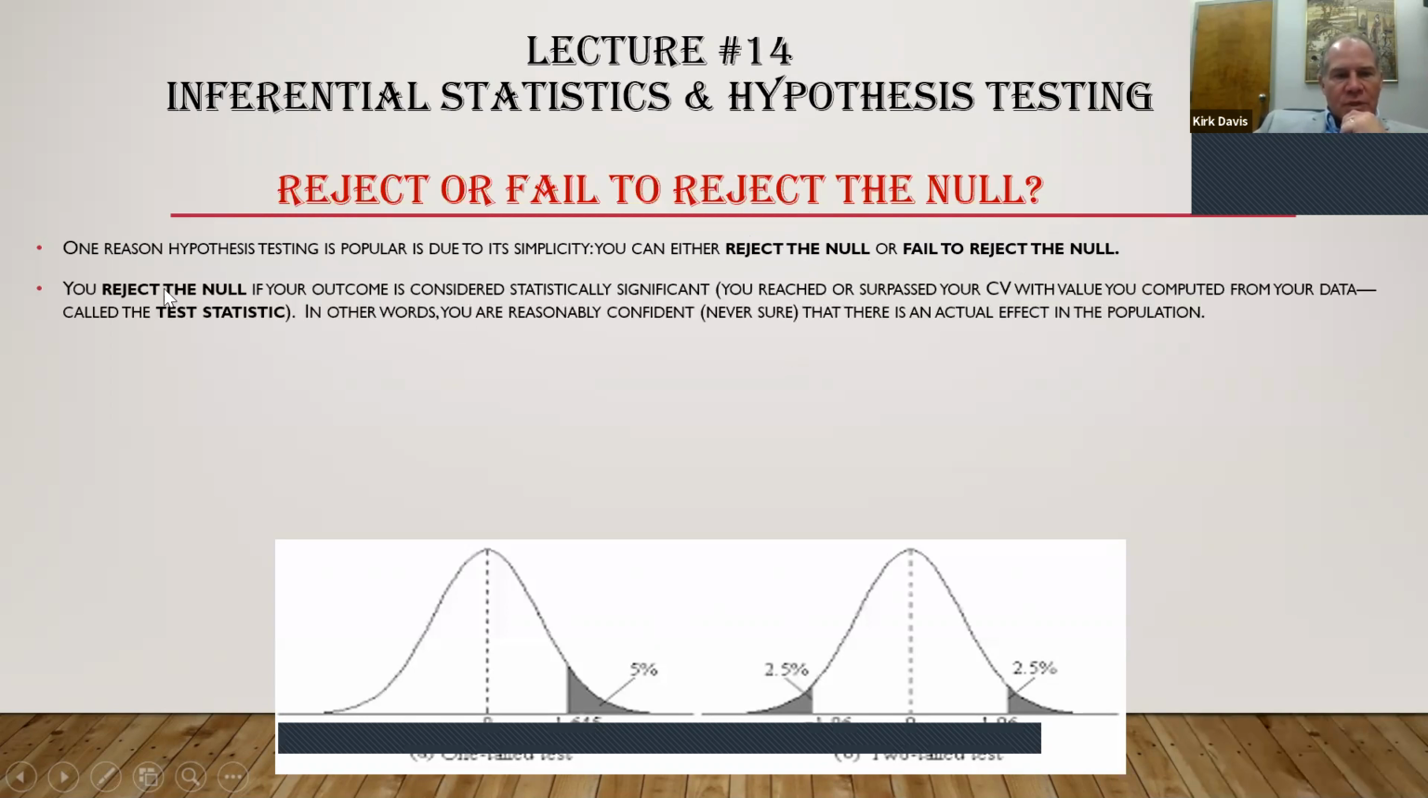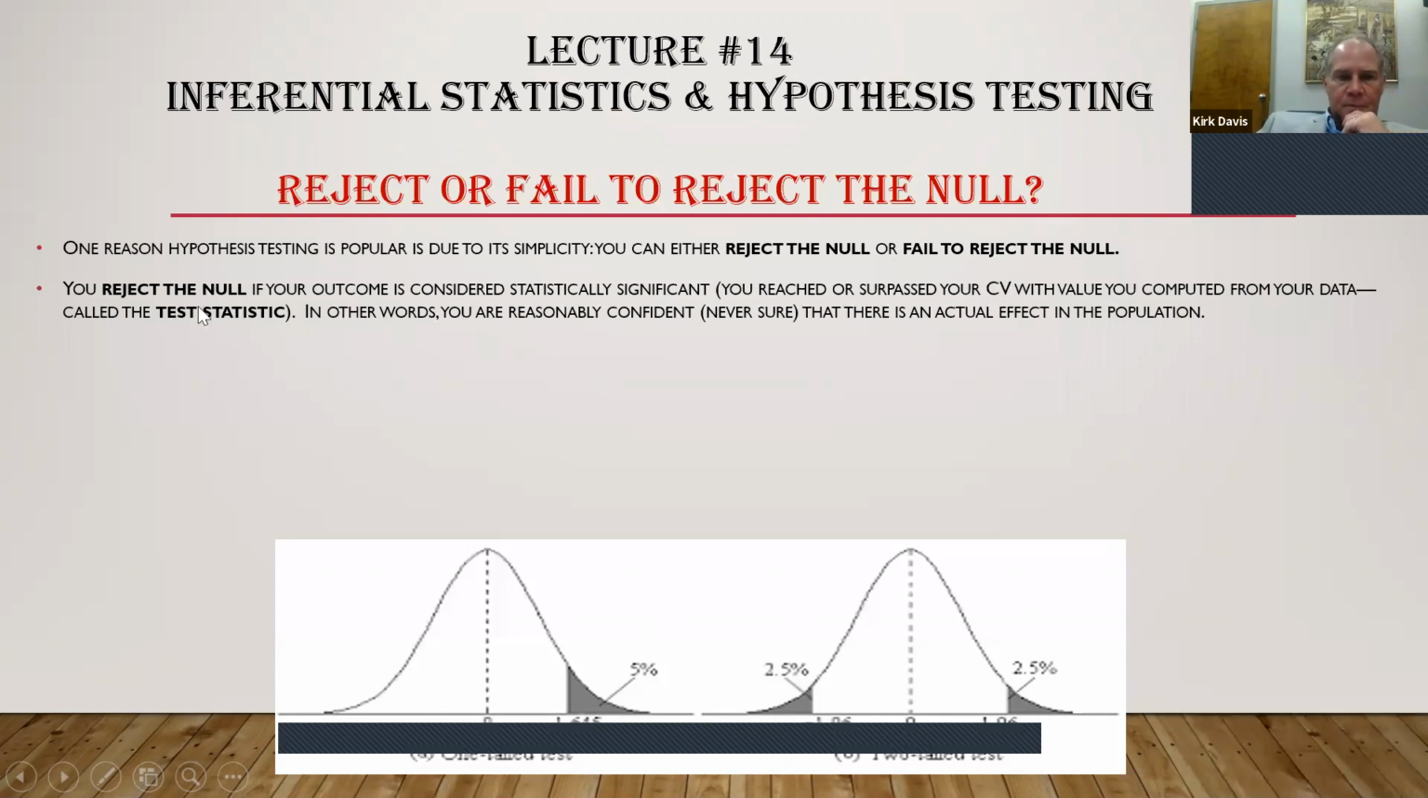So if you reject the null, that's the same thing as saying we consider the outcome statistically significant. Your outcome reached or surpassed your critical value, which means your outcome had a p-value, a probability value, less than your alpha. And whatever our outcome is, that's what we call our test statistic.